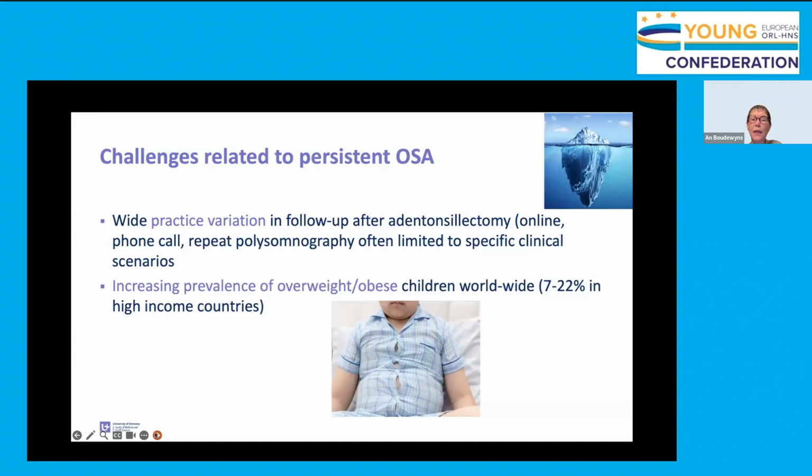Also, we know that there is an increasing prevalence of children being overweight and obese. This is not only a European problem or a US problem, it's really a worldwide problem, and it rises up to 7 to 22% in high-income countries. And we know that obesity is a major factor that contributes to sleep-disordered breathing and to persistent sleep-disordered breathing in these children.